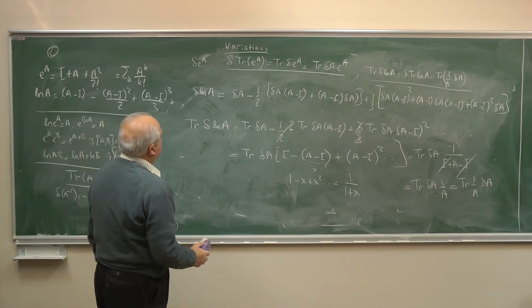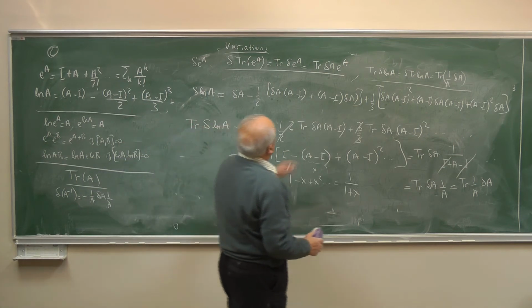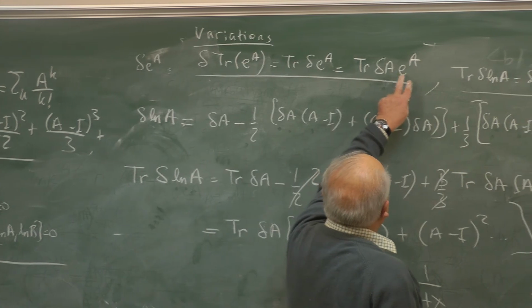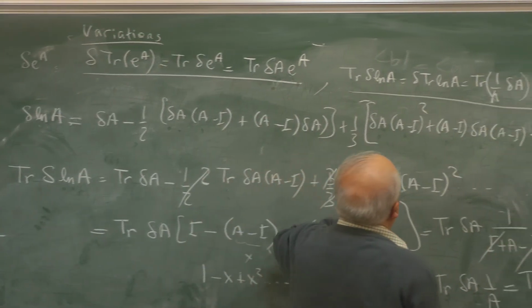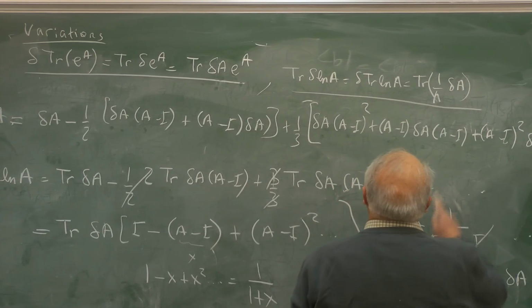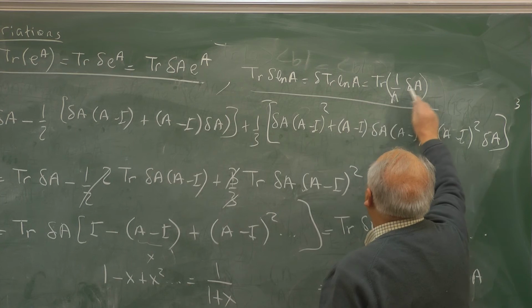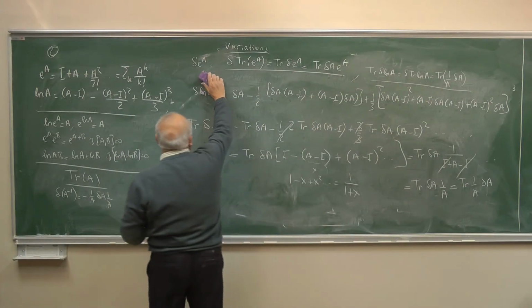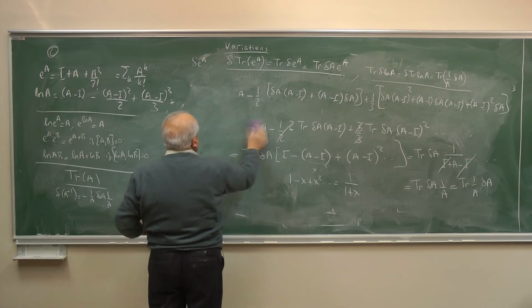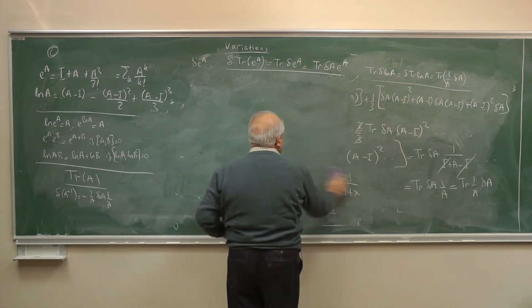Namely, under the trace, life simplifies. We can collect the things in front of delta A as e to the A. And this is, if you notice, it's just like the derivative of log x, dx over x. But this is under the trace. I'm erasing all this.